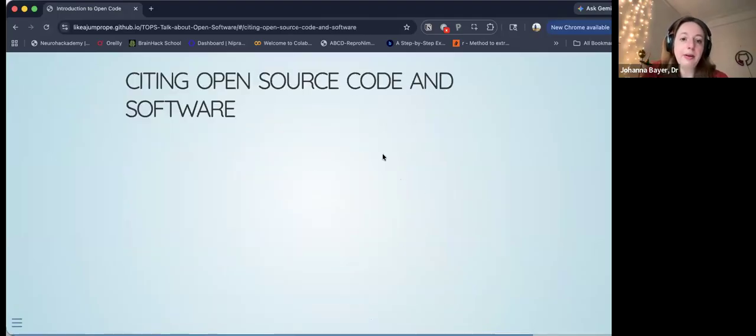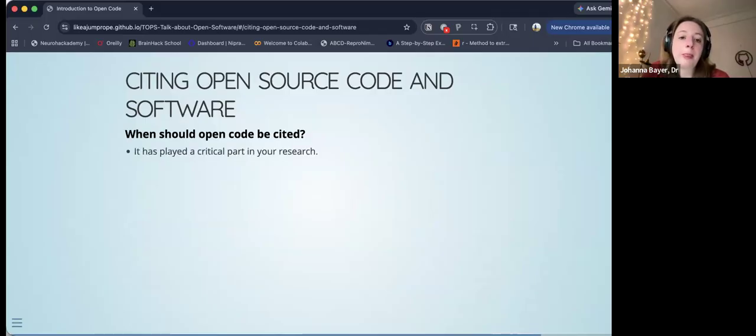Then we have citing open code, source code, and software. The question is, when should you cite code or software that you use for a paper, for example? The rule of thumb is that it needs to have played a critical part in your research, provided something novel, or impacted the results of your analysis. For example, I do a lot of neuroimaging research, and the tools that we use to pre-process the data can have an impact on the results.